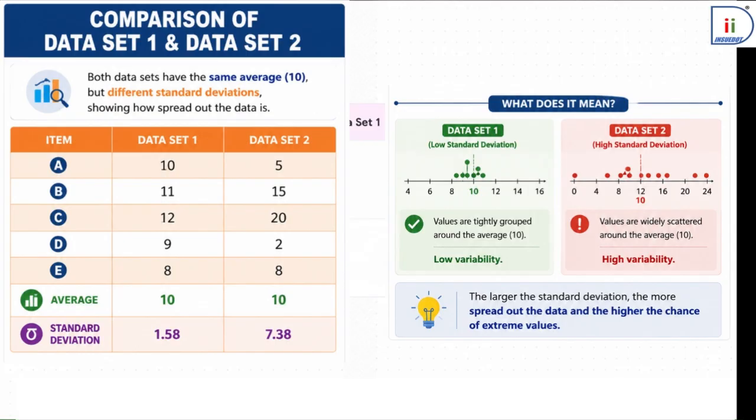Now what's really interesting here is comparing data set 1 and data set 2. Both sets share the exact same average of 10, but data set 1 has a low standard deviation of just 1.58. Those numbers are tightly clustered around that average.